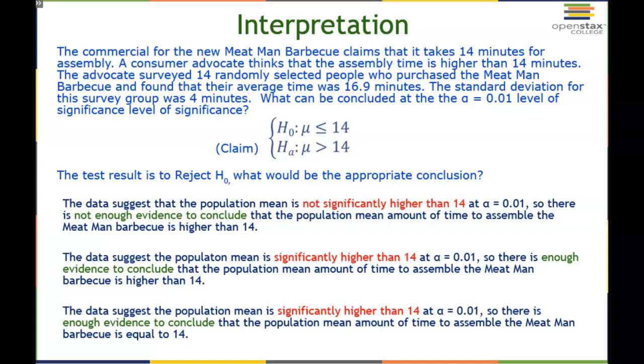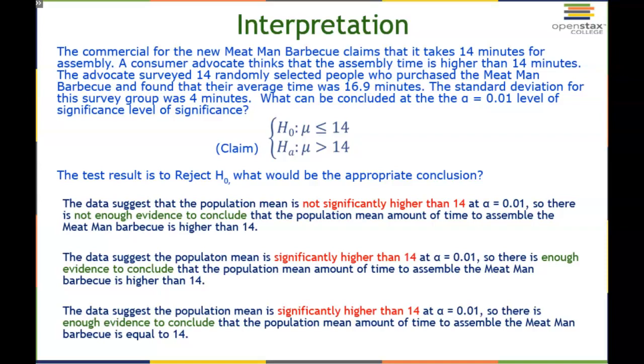A consumer advocate thinks that the assembly time is higher than 14 minutes. That's the claim. Out of that, we can build our HA and H0. So our HA is mu is greater than 14. Our H0 is mu is less than or equal to 14.